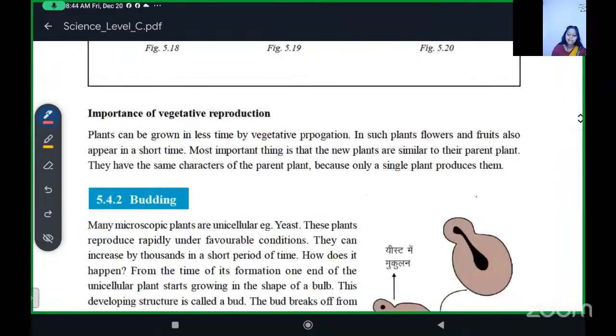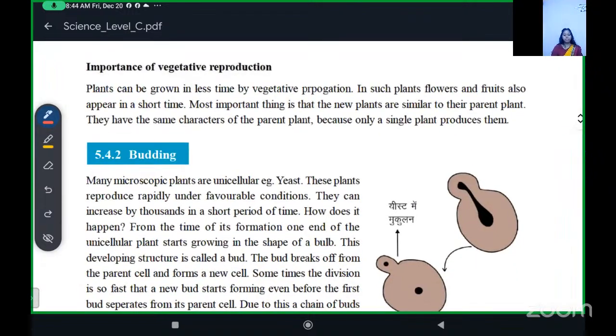Now, the importance of vegetative propagation. Plants can be grown in less time. Plants also flower and fruit in a short time. And the new plants are similar to the parent plant. These are the importance of vegetative reproduction.